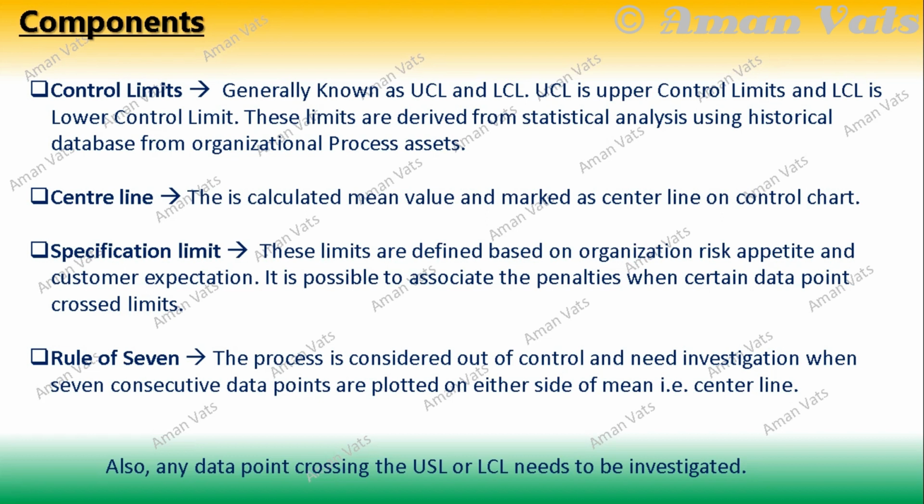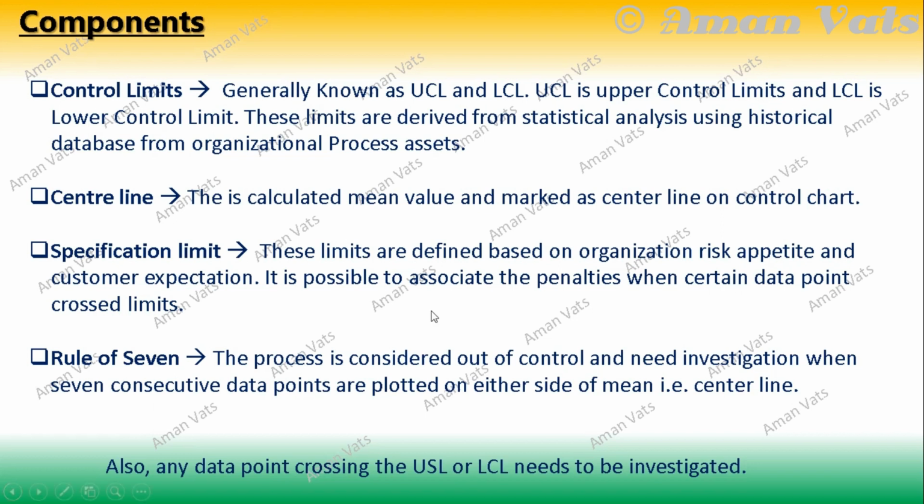So guys, some of the components of a control chart are control limits. Generally we call them UCL, upper control limit, and LCL, lower control limit. These limits are derived from statistical analysis using historical database from the organizational process set. This is organization level, right? Though there is some standard process as well, it differs from organization to organization. For example, one organization says I want to complete my shipping within 2 days, but some organization says 3 days is okay for me. So that really differs from organization to organization.